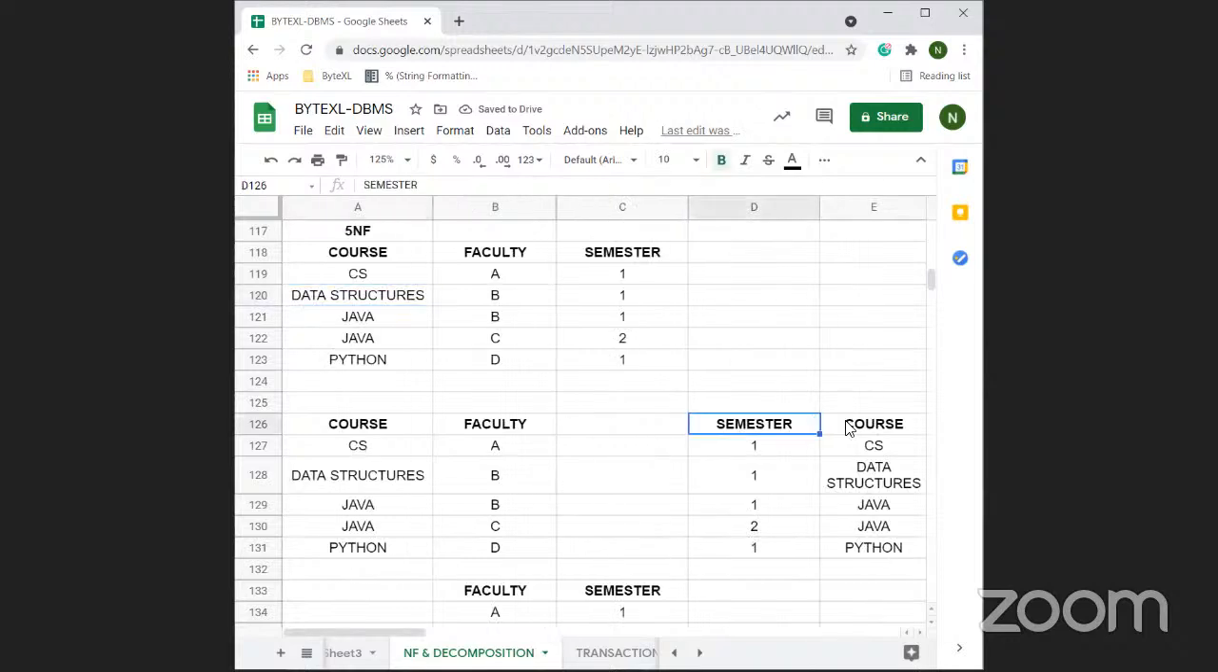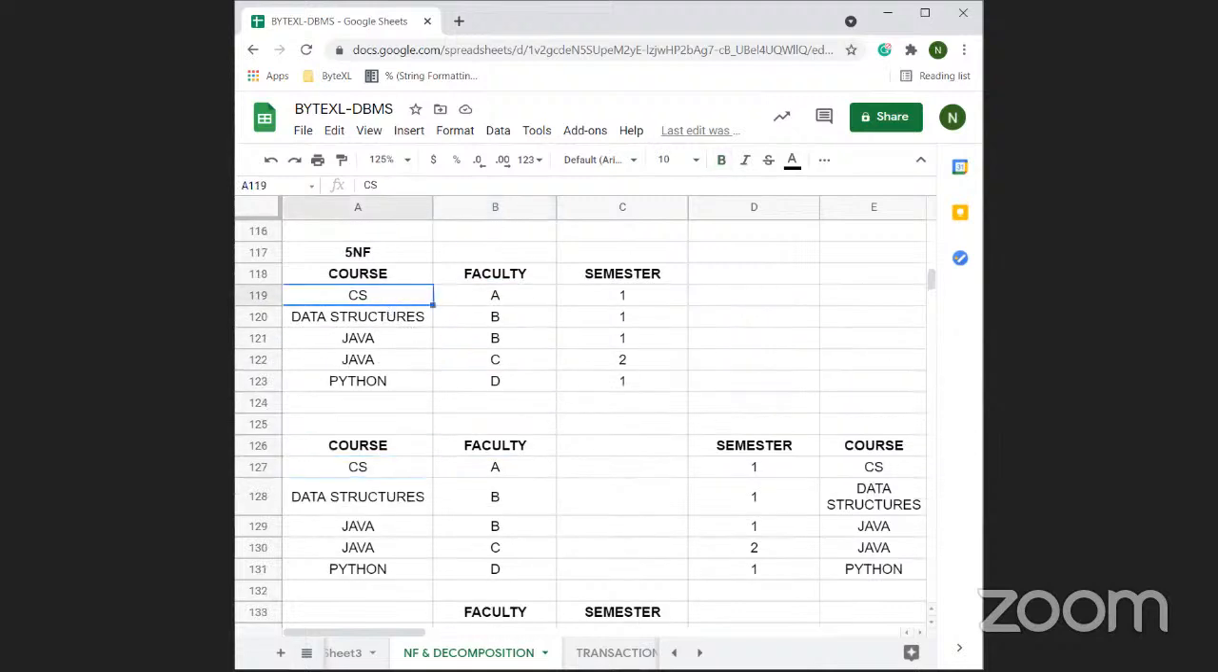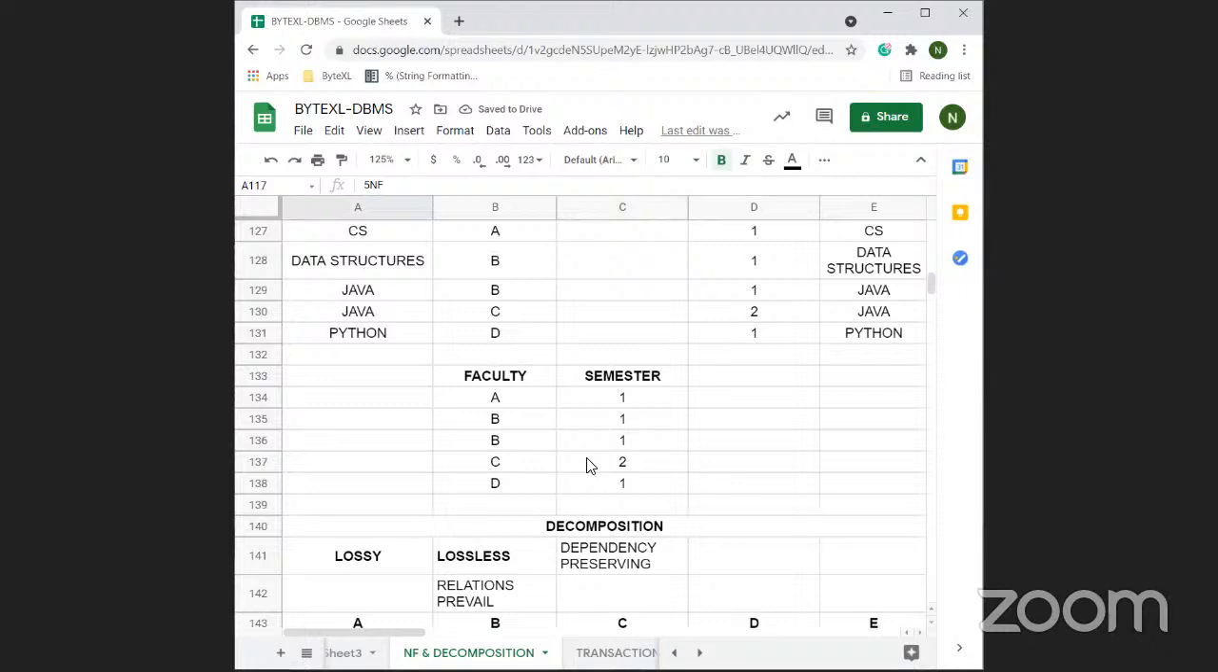So semester and subject separately, then subject and faculty. If a faculty is changing subject, change it in one place. If here that is happening, if A stops teaching CS and starts teaching data structures or data science, but that is not there for semester 1, see how many changes I am making in one table. The more changes you have to make, the more chances there are for errors. Therefore, it is not allowed. And this is your normalized 5NF and BCNF.